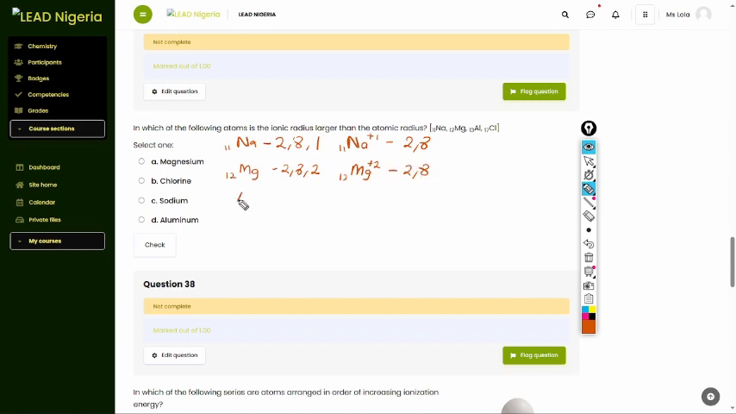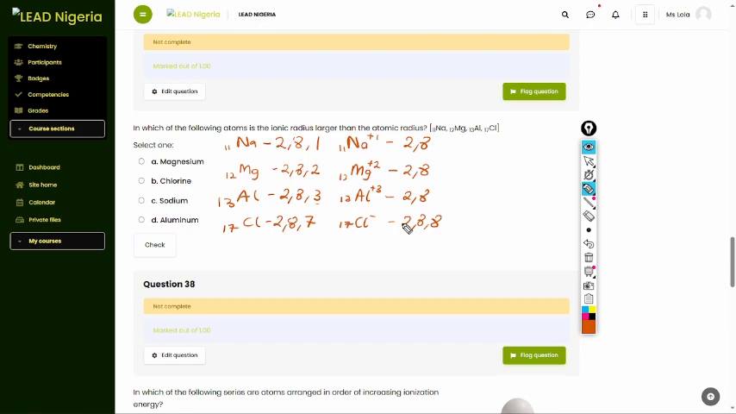For aluminium, the atomic number is 13 with the configuration of 2, 8, 3. So when it forms an ion, it loses the 3 electrons in the outermost shell to form 2, 8, and +3. Now chlorine is 17. The configuration is 2, 8, 7. Now for chlorine to form an ion, it accepts 1 electron to complete 8 electrons in the outermost shell. So it looks like this. Configuration becomes 2, 8, 8.